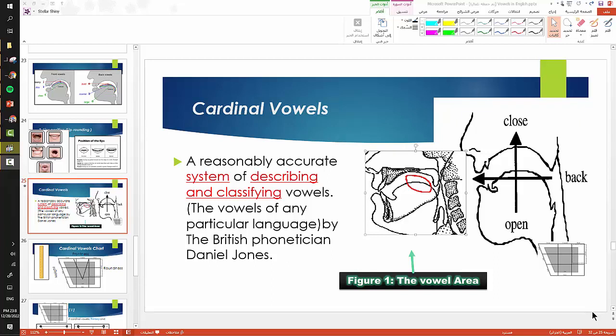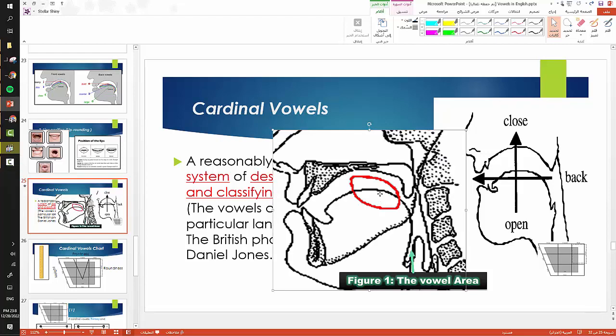Cardinal vowels: a reasonably accurate system of describing and classifying the vowels of any particular language. So cardinal vowels are not for a specific language. It's a system. We can apply the system to any kind of vowels in any language. It was created by the British phonetician Daniel Jones.